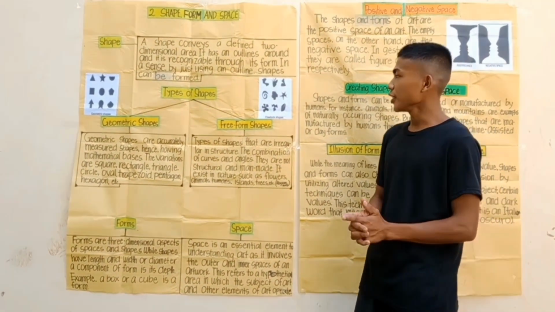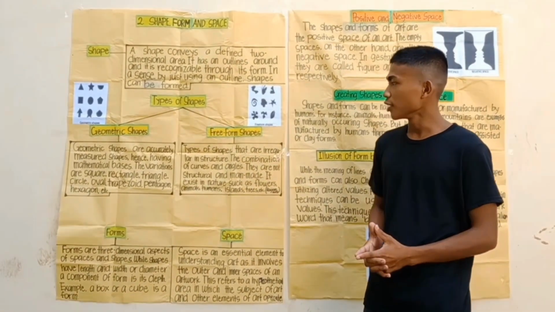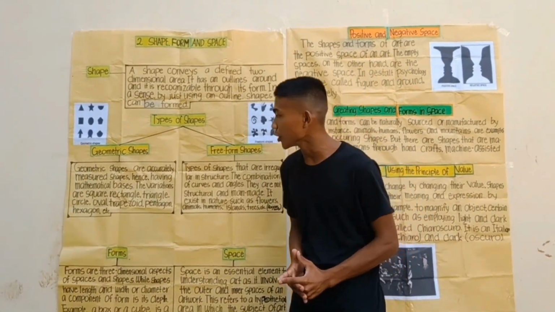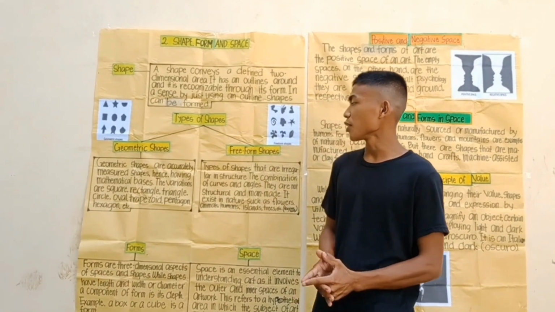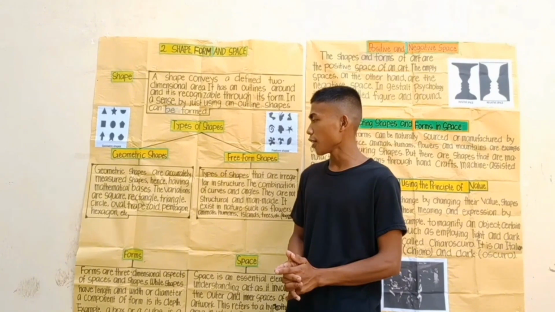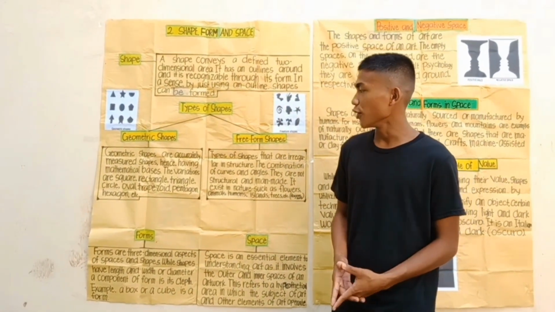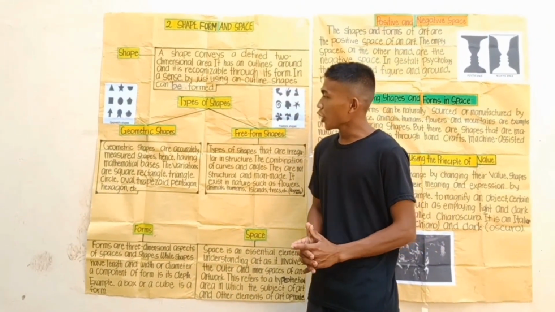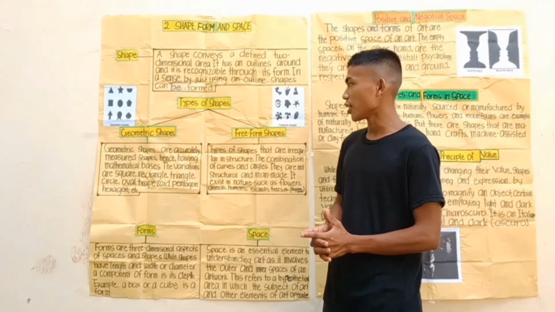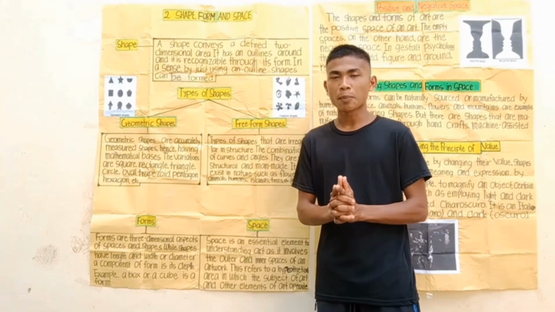Next, these are the types of shapes: geometric shapes and free-form shapes. First, the geometric shapes. Geometric shapes are accurately measured shapes, hence having a mathematical basis. The variations are square, rectangle, triangle, circle, oval, trapezoid, pentagon, hexagon, etc. So, geometric shapes are shapes that we use on a mathematical basis, like the circle, star, hexagon, square, or even pentagon.